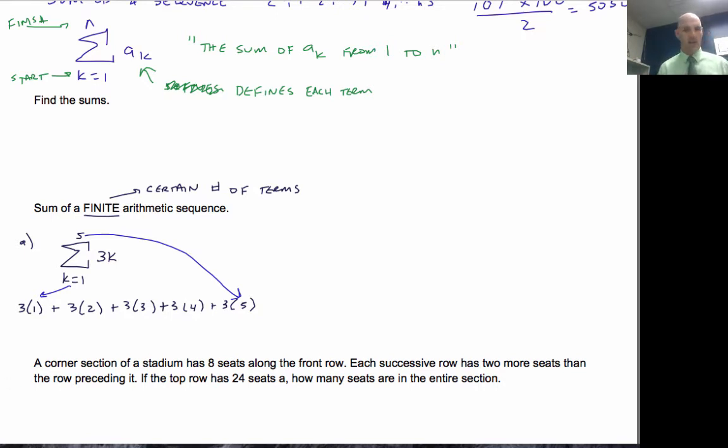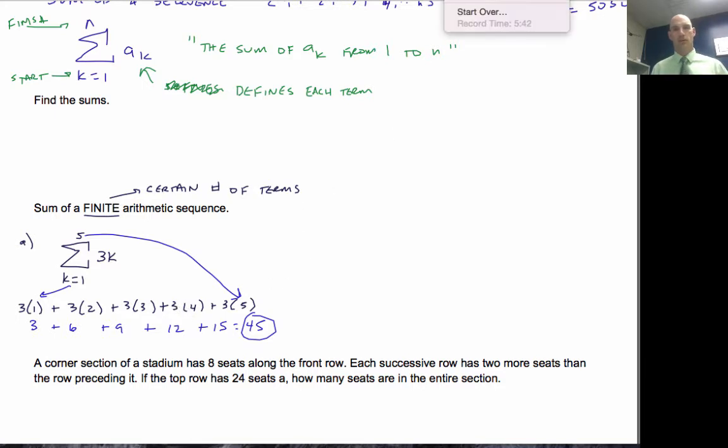So I'm literally finding every one of those terms and adding them all up. When I add them up, I've got 3 plus 6 plus 9 plus 12 plus 15. Did I do that right? 9, 18, 30, 45. You guys are like, this guy teaches math? Okay, that's the sum of the first 5 terms of this defined sequence, and there's a finite number of terms because I only have 1, 2, 3, 4, 5 of them.